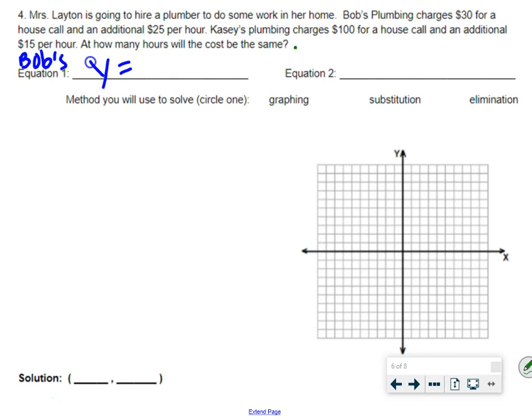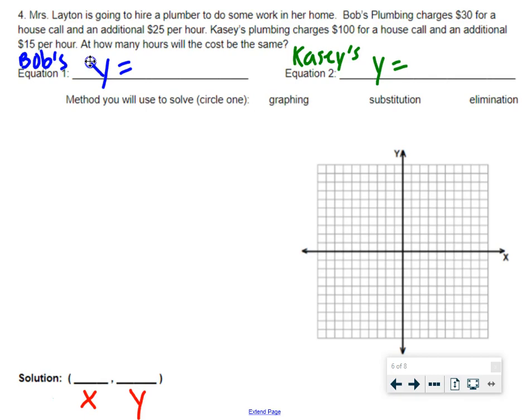And then we have equation 2, Casey's Plumbing. And that's also going to be Y equals something. He charges $100 for a house call and an additional $15 per hour. How many hours will the cost be the same? So how many hours would they both have to spend in your house for the cost to be exactly the same? That's what your solution is going to tell you. Solve for X to get the hours. Solve for Y to get the total cost.